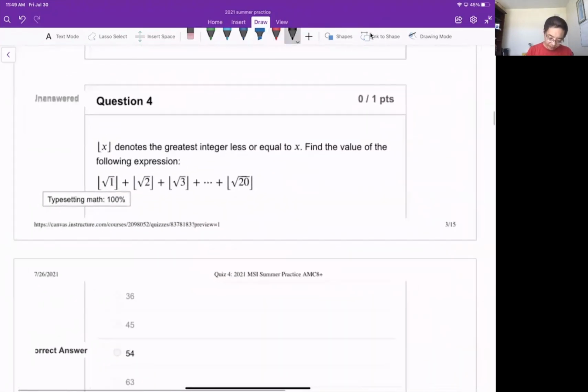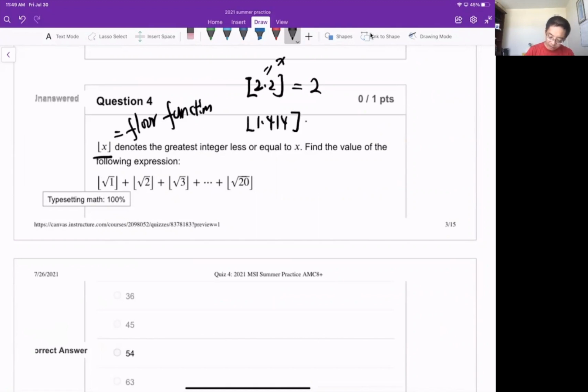Question number 4. Here, this notation means the largest integer less than or equal to x, and it has a special name. It's called the floor function. For example, if I have 2.2, this will be just 2, because 2 is the largest integer that is less than or equal to x. Or if I have 1.41, then this one will be just 1, because 1 is the largest integer that's no greater than 1.41. If it's an integer itself, let's say it's just 2, then of course it's just 2 itself, which is clear.